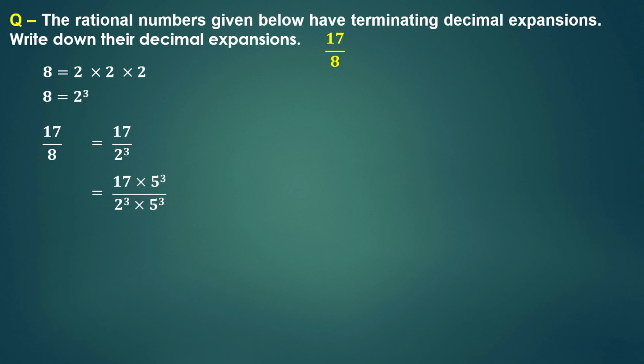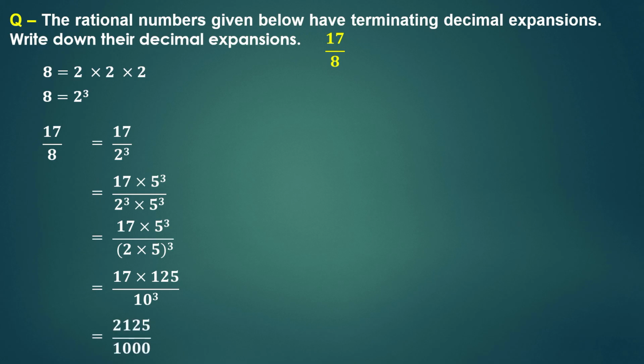On multiplying it with 5 cube, we will get 2 into 5 whole cube in the denominator, which can be written as 10 to the power 3 in the denominator. Hence we get a denominator of the form 10 to the power k. And in the numerator, we have 17 into 125. On multiplying the two numbers, we get 2125. And the rational number 2125 divided by 1000 can be written as 2.125, which is the required decimal expansion.